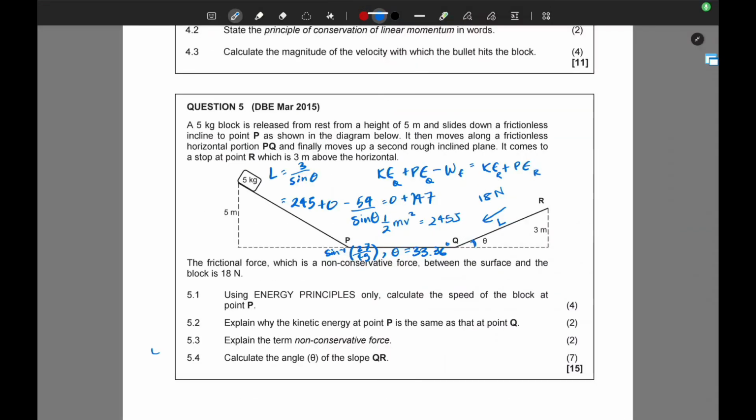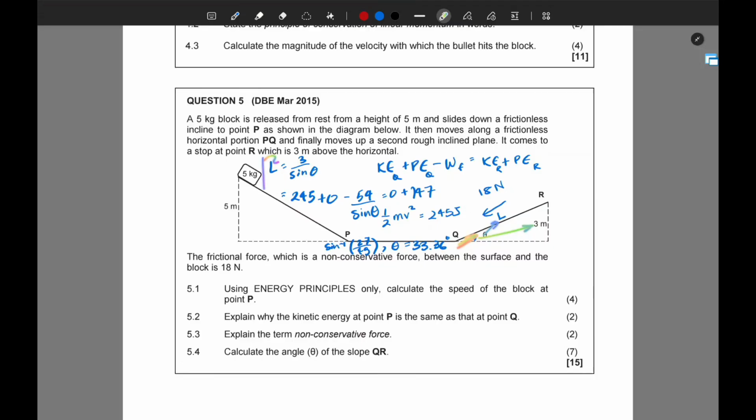The last question is to calculate the angle of the slope QR, which is this angle right over here. How we're going to do that is we realize that it's a trigonometry issue, because this is a 90-degree angle, opposite over hypotenuse, aka sine. That means we'll get the equation sine theta equals 3 over L, and if we isolate L, we'll get L equals 3 over sine theta.